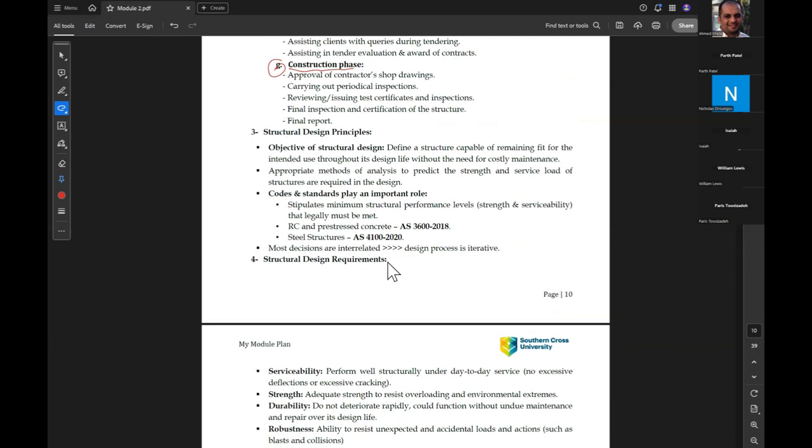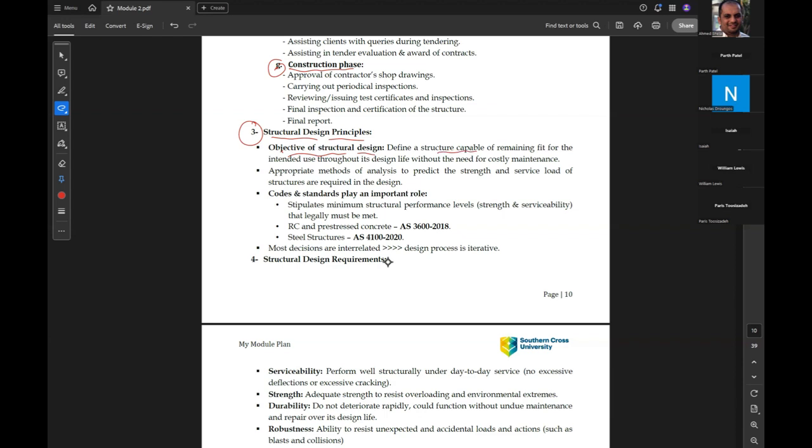And now let's go to the structural design principle. So our role is structural design. So what is the principle of structural design? The principle of structural design is the objective of the structural design. Firstly, what is the objective of the design?